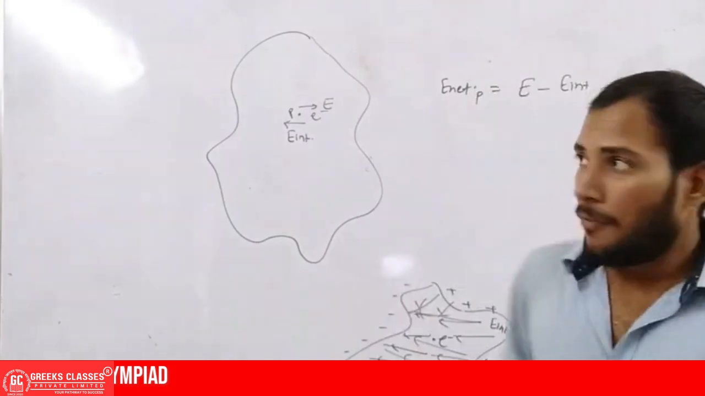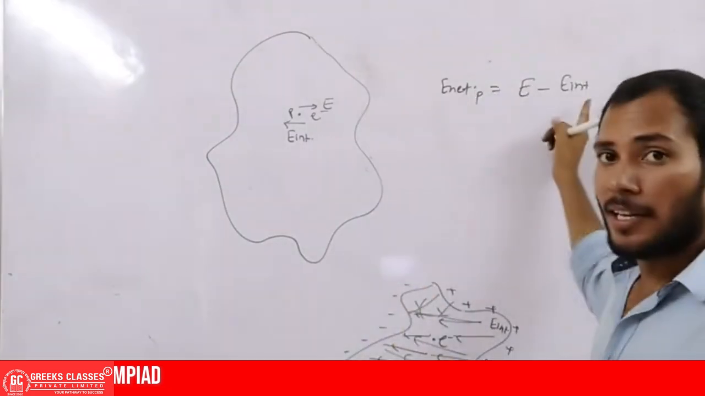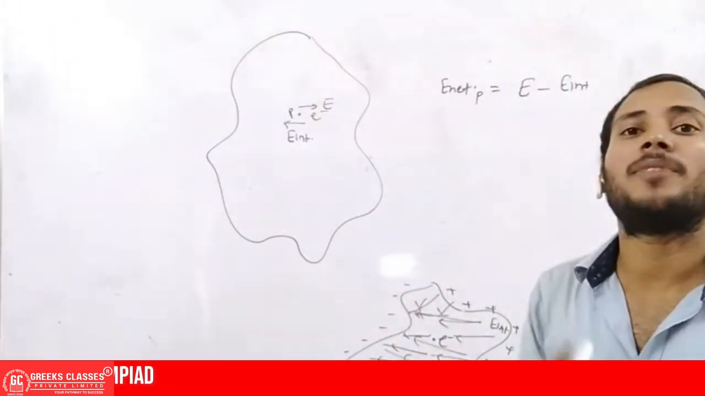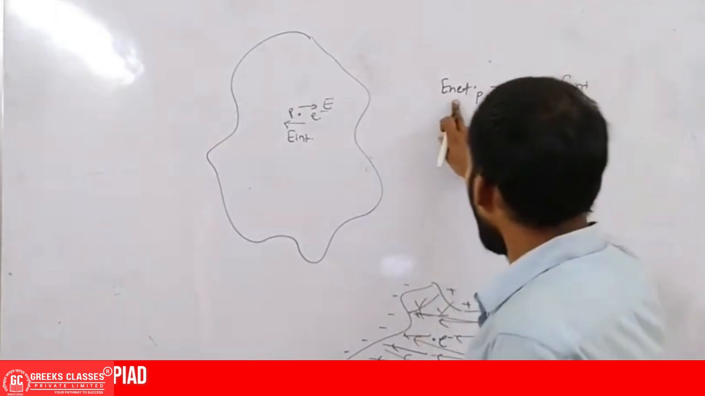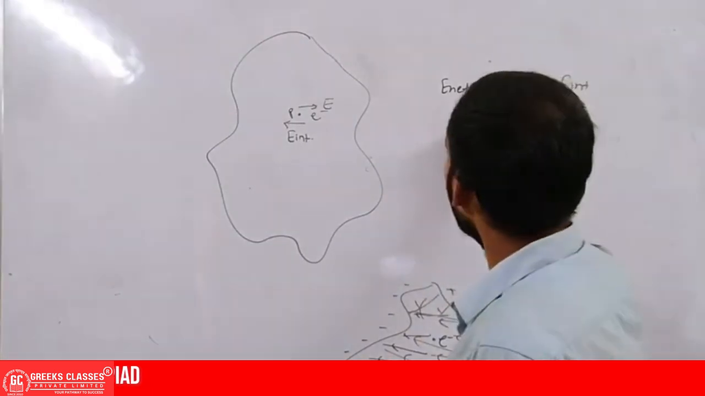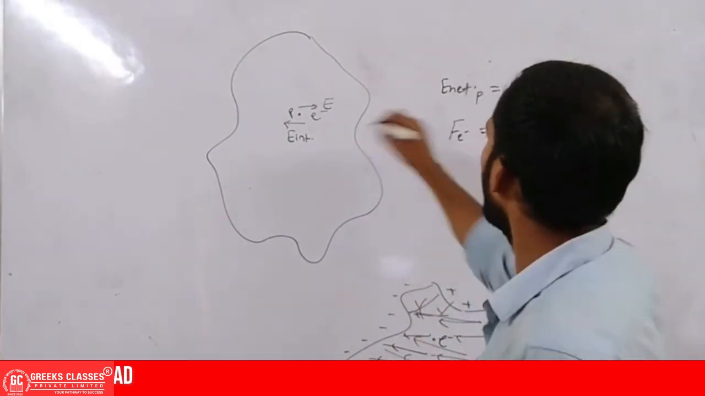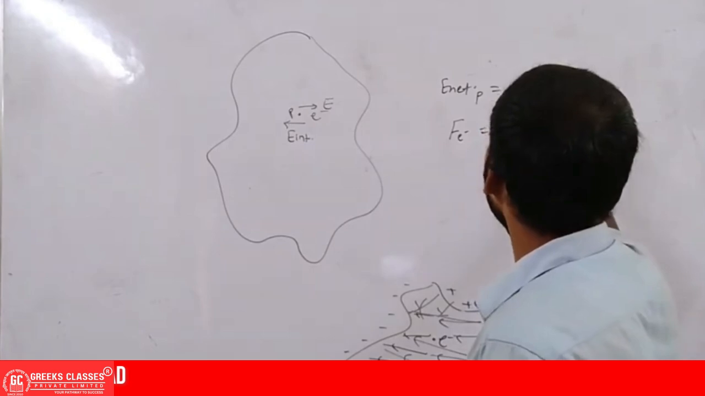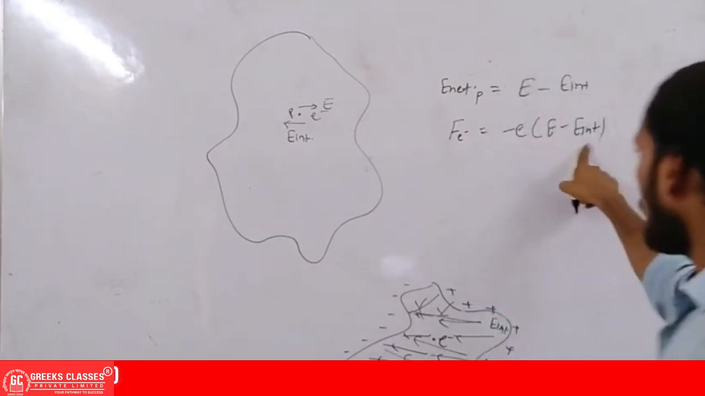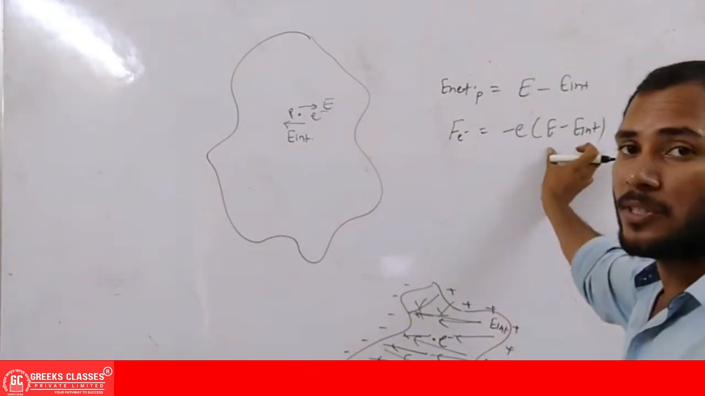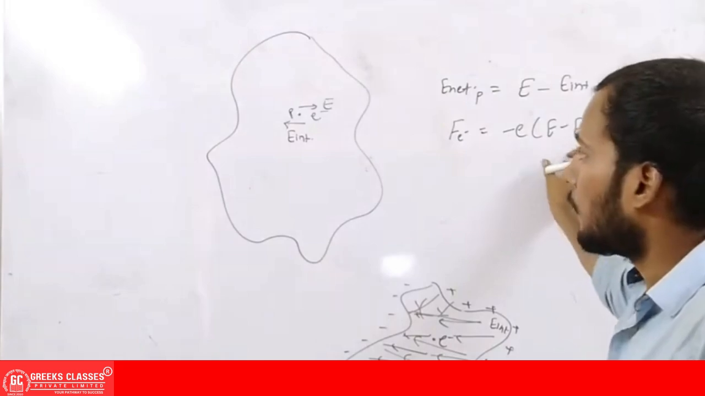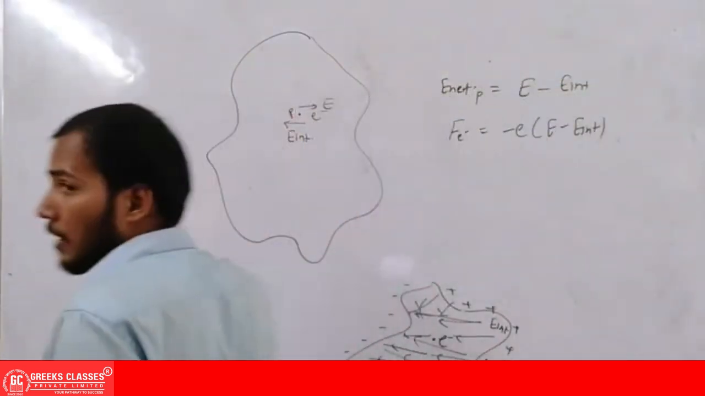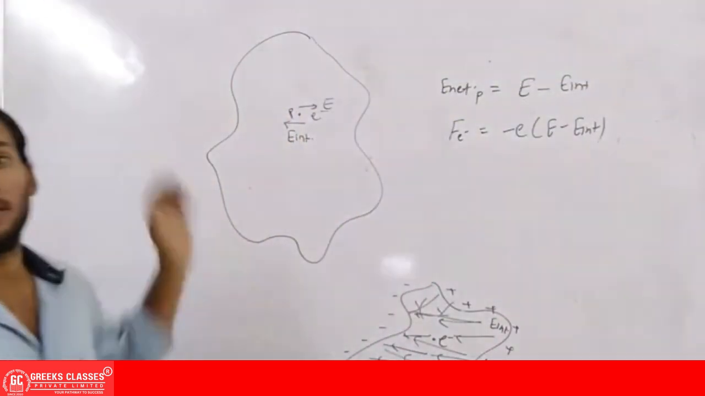Now, if E external is still greater than E internal, what will happen? E net is there. So the force on the electron is now minus e into (E external minus E internal). Again a force exists, and this force is still not zero. This means this electron will move further in this direction.